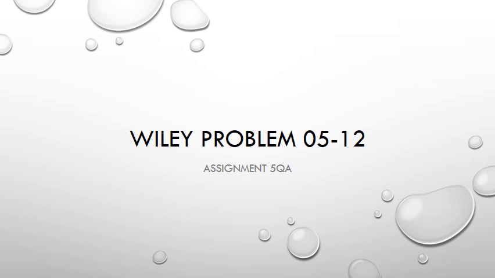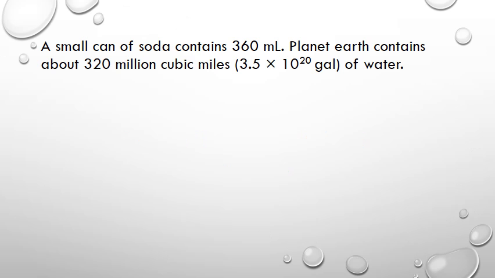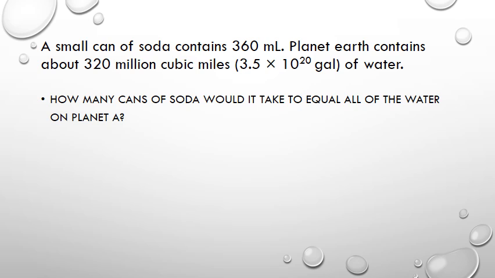In this video, we're going to go over Wiley Problem 5-12 from assignment 5QA. The problem is, a small can of soda contains 360 milliliters. Planet Earth contains about 320 million cubic miles, or 3.5 times 10 to the 20 gallons of water. That's our given information. The question is, how many cans of soda would it take to equal all the water on Planet A?